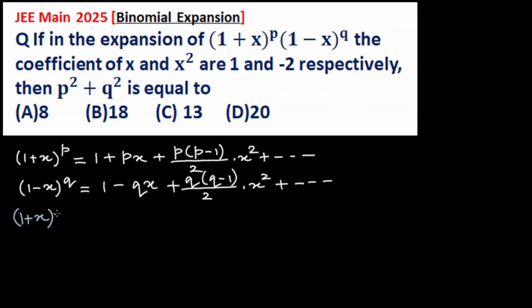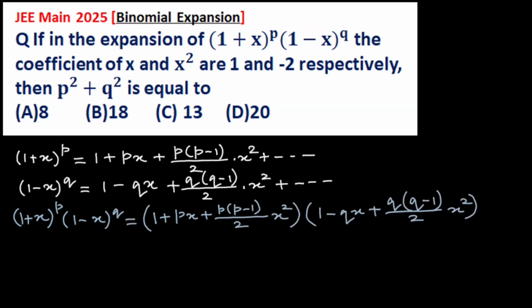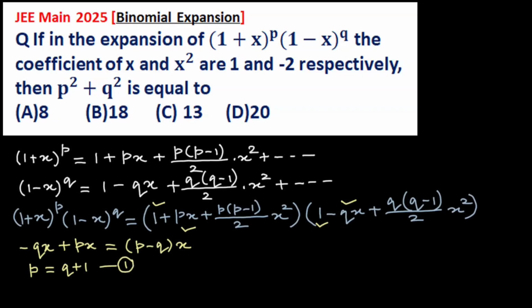Therefore (1 plus x)^p into (1 minus x)^q will be the product of these two expansions that we have just obtained. First we will write together the terms containing x, so that will be the product of 1 and minus qx plus px into 1, that will be (p minus q) into x, that gives p equals q plus 1. We name this 1.